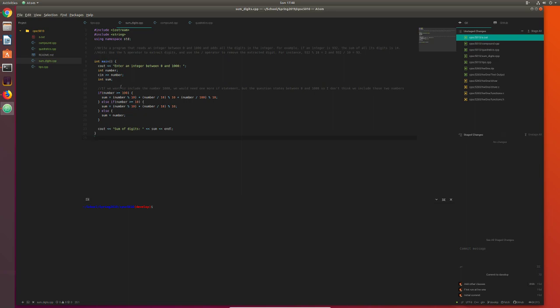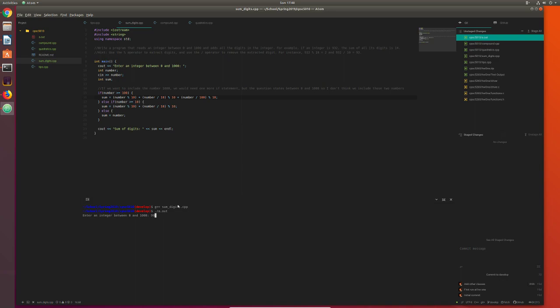Now, if we wanted to include 1,000 in our, if we wanted to go to 4 digits, say, we would just need another if statement, with one more number divided by 1,000, so to speak. So we'll run this. Sum of digits, and then so running it.